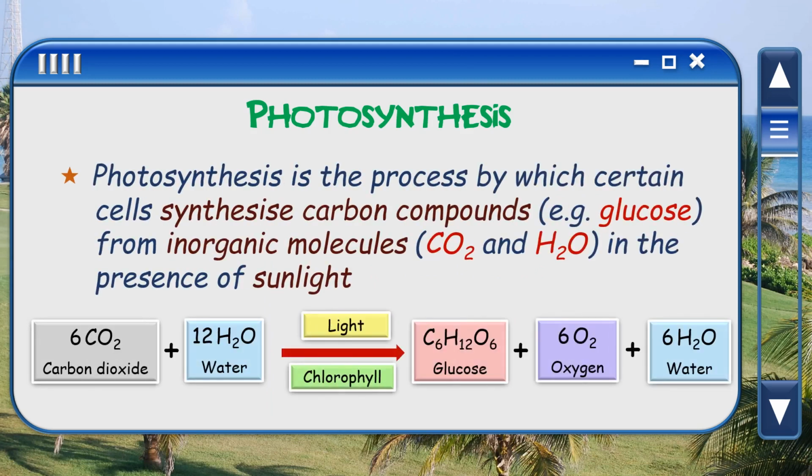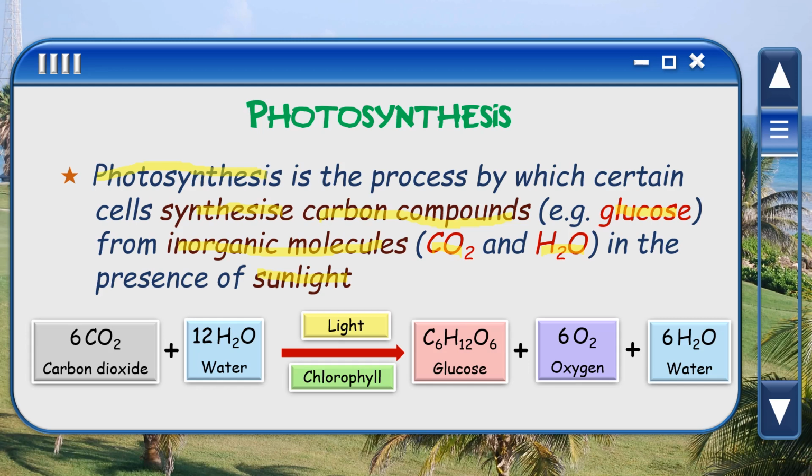Photosynthesis. Photosynthesis is the process by which certain cells synthesize carbon compounds, for example glucose, from inorganic molecules, that is carbon dioxide and water, in the presence of sunlight energy. So we are saying that photosynthesis is a process by which certain cells synthesize carbon compounds, and the major one is glucose, synthesized from carbon dioxide and water in the presence of sunlight energy. That process is what we call photosynthesis.